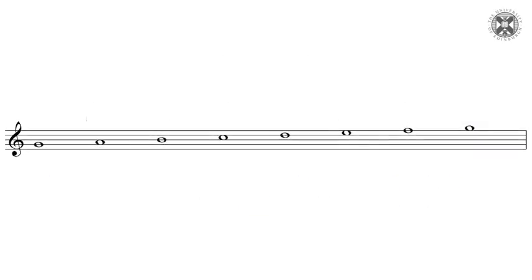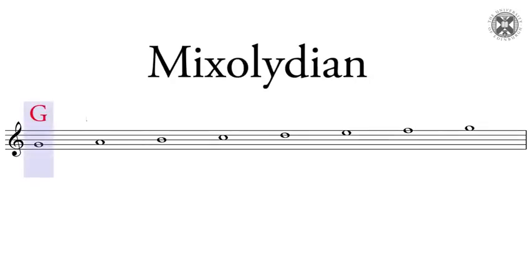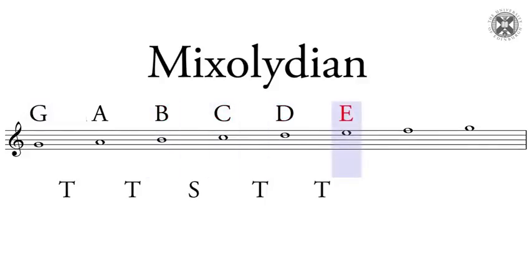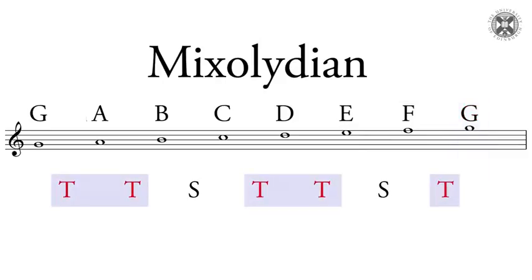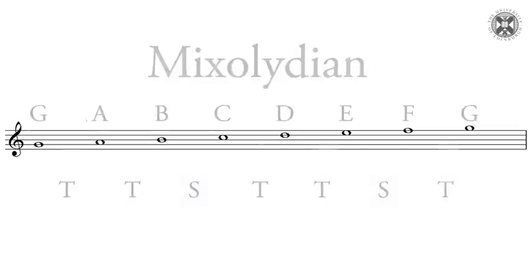Then on to G, which is the 5th degree. If we start this process on the 5th degree, we get something called the Mixolydian mode. We get G, A, B, C, D, E, F, G. This has got a very similar pattern of tones and semitones to the major scale, but it is slightly different. So again, we get a different sound, a different flavour, what we would describe as a different quality.